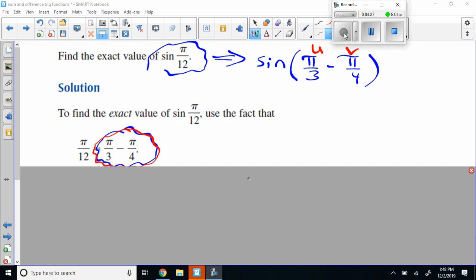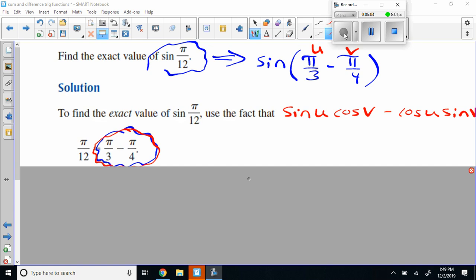If you look back on your formulas, we're looking at a sine difference, right? Not a sine addition, a sine difference, a subtraction, correct? So tell me the formula or the expansion of that using the sine difference. Okay, what is it? Sine U cosine V minus cosine U sine V. Fair enough?